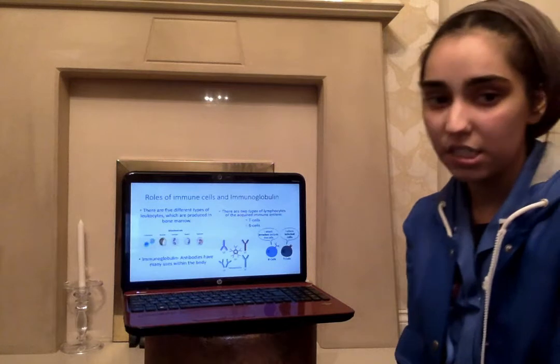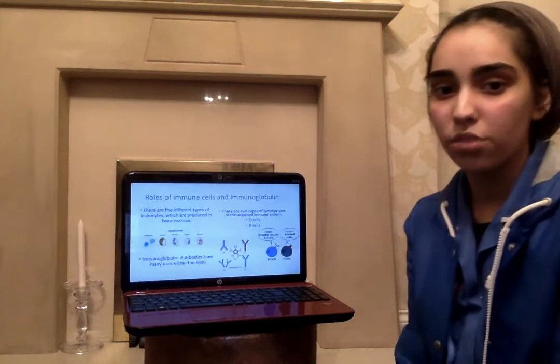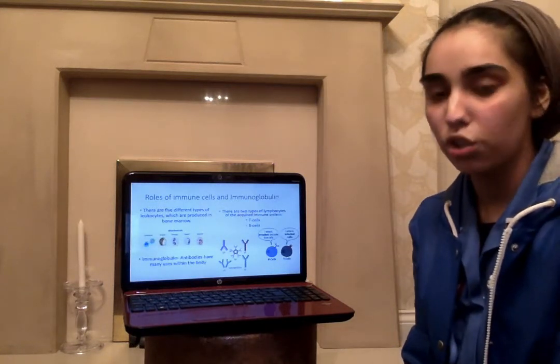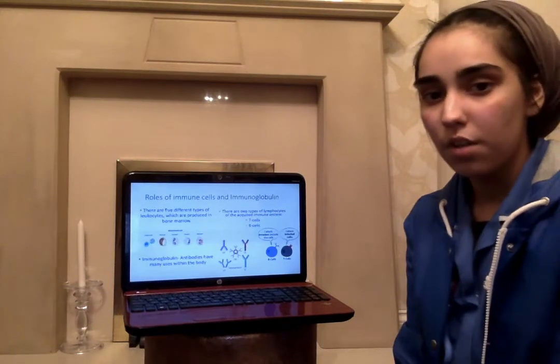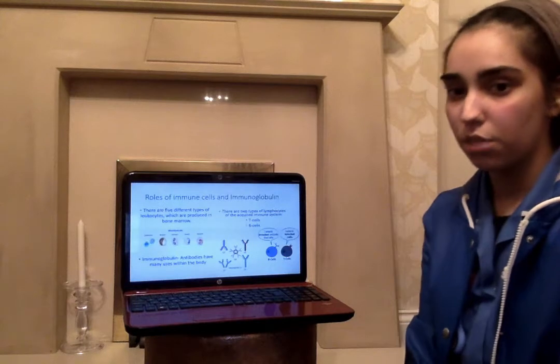We've got the suppressor T cells, which can suppress the functions of both helper and cytotoxic T cells. This is done to regulate the other cells of the immune system, stopping them from causing excessive damage to the body's own tissues.